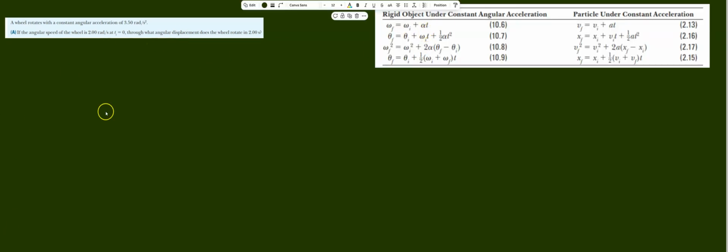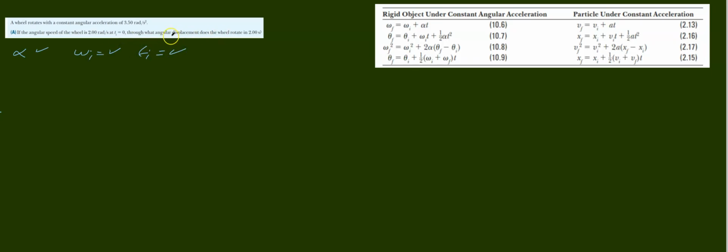So we have all the equations here. Let's see, the acceleration is given. The initial velocity is given. The initial time is given. They want to find the angular displacement, delta theta. This is what we don't know. And they're giving us the final time as well. So what equation out of all of this works? Well, it's this one, 10.7.